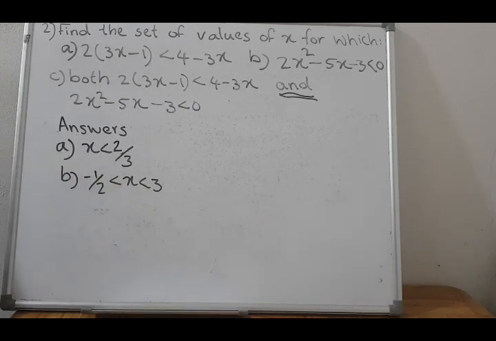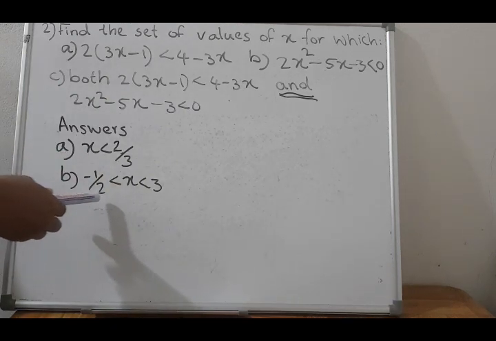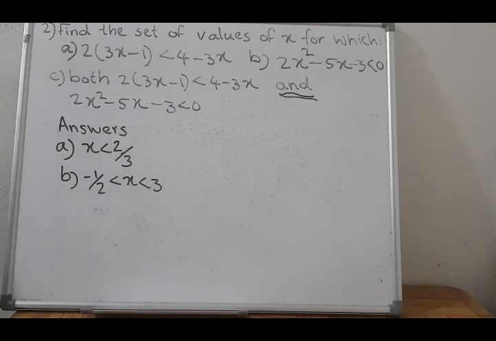A part: x is less than 2 by 3. B part is giving minus half less than x less than 3. So both are true means where they intersect. So where they overlap. So to get the answer, what we can do? We can draw a number line.